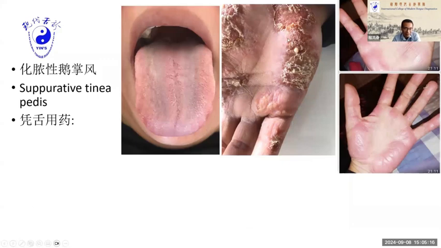And this is another patient who had suppurative tinea pedis on the hands and feet. I didn't show the feet picture because it looks so ugly. And this is the tongue. After a month of herbal tea, the problem has cleared up.